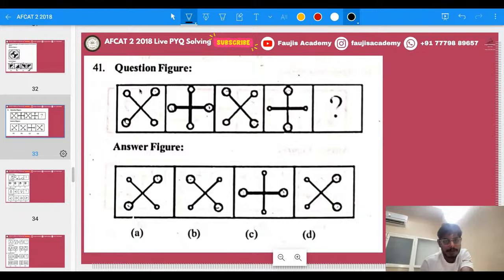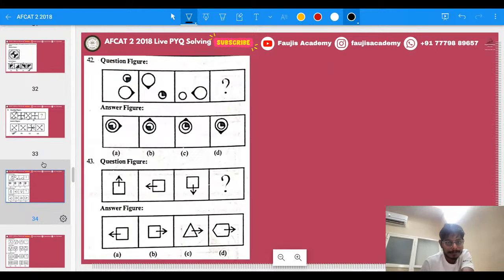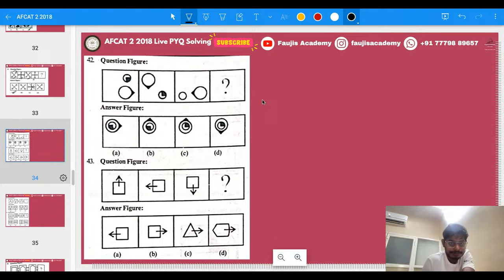Okay, yes, that's correct. All of it is moving by 45 degrees. That means this cannot be the one. It's like thin, bold, thin, bold. So we'll have a thin one over here, right? All right. There's a small correction in this particular one. It's something like this.